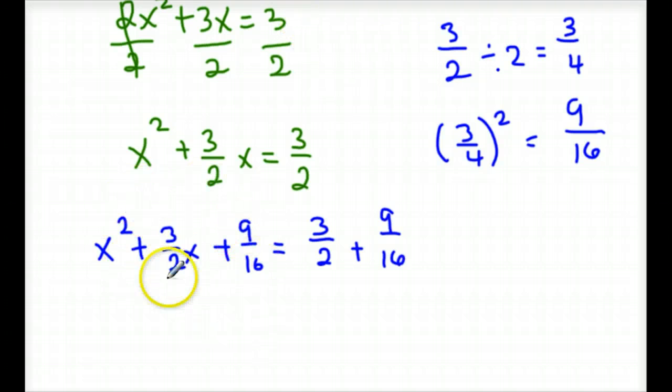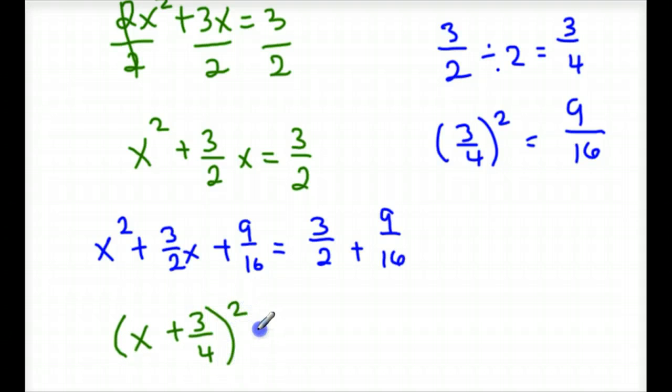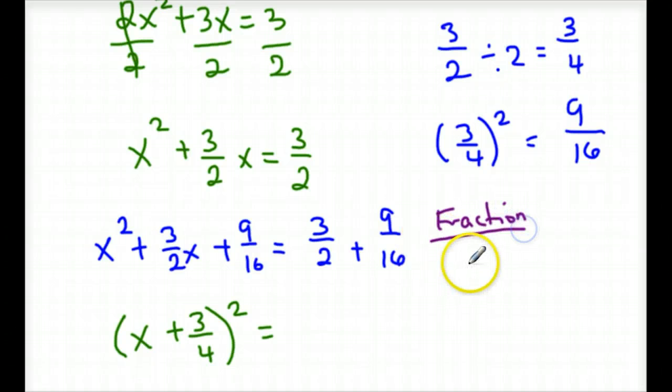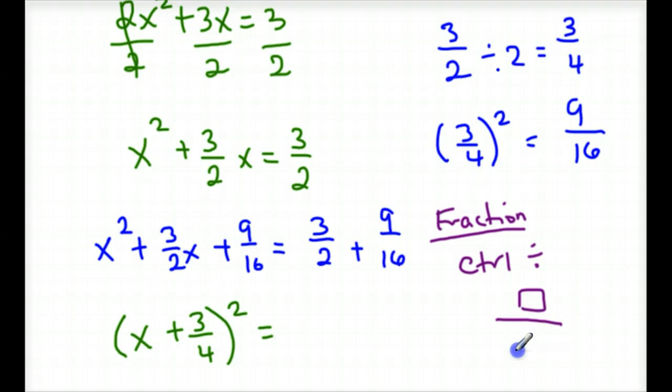Now that you have this, you know this is my perfect square where I'm going to have x plus 3 over 4 squared. And again, I want you to be able to put this in your calculator. To get a fraction on your calculator, you go to CTRL and the division sign, and something should pop up like this. Okay? And be able to enter that.